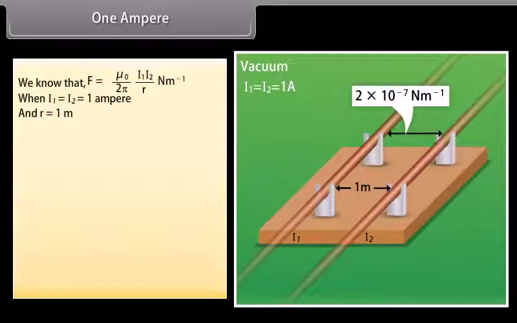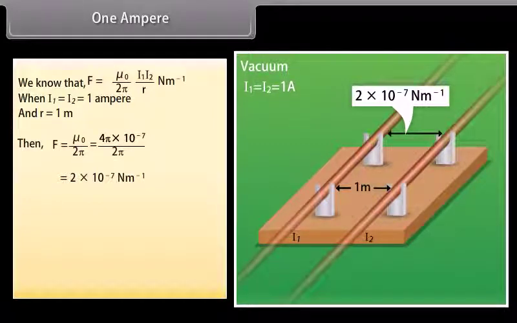One ampere. We know that F is equal to mu naught upon 2 pi multiplied by I1 I2 upon r, when I1 is equal to I2 is equal to 1 ampere and r is equal to 1 meter. Then the value of F is equal to 2 into 10 raised to the power minus 7 newton per meter.